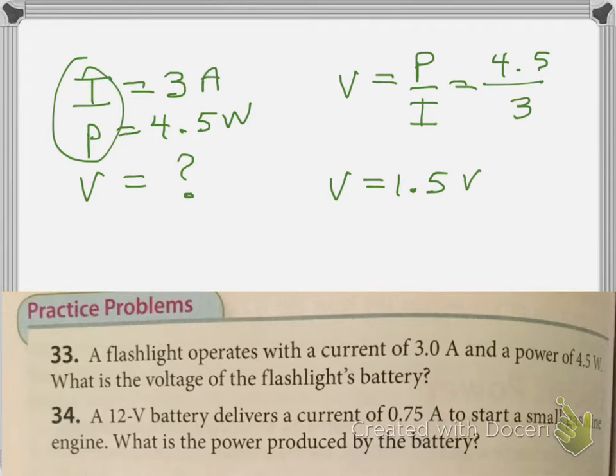All right, so number 34, a 12-volt battery, which is what you would typically hook up to a car, delivers a current of 0.75 amps to start a small gas engine. What is the power produced by the battery?